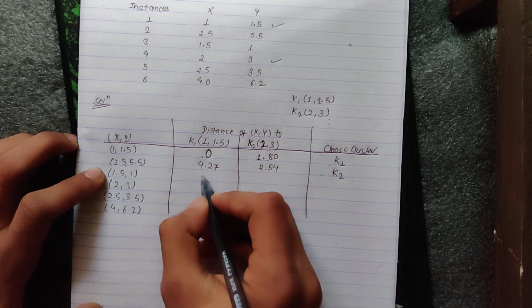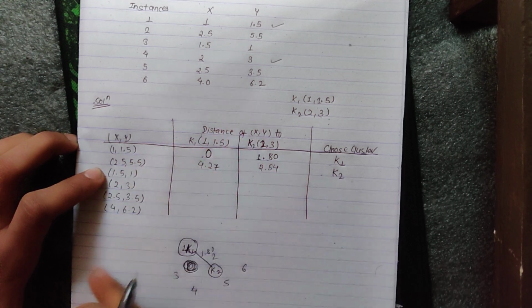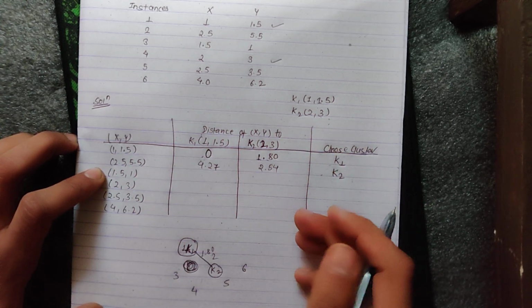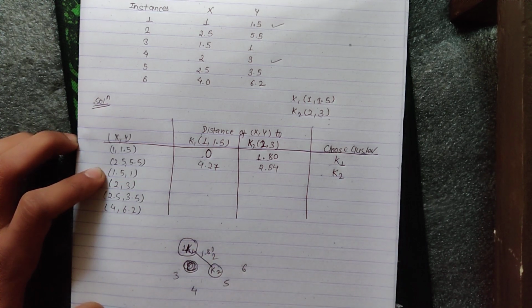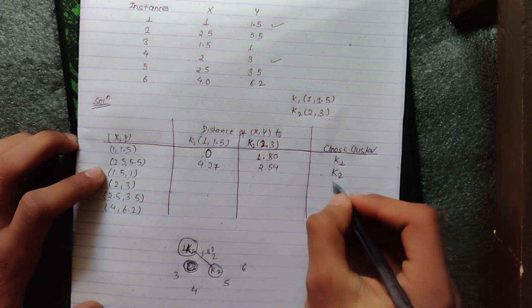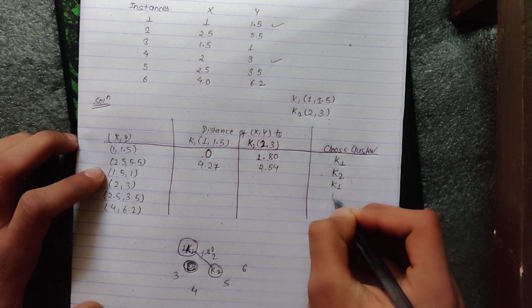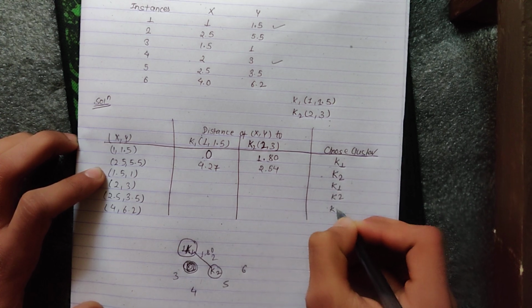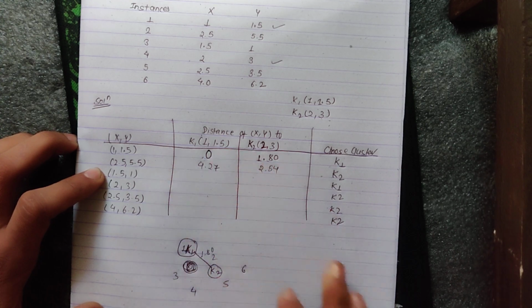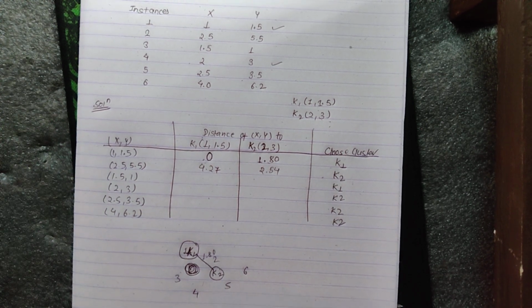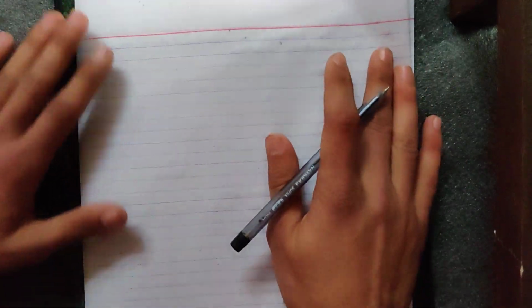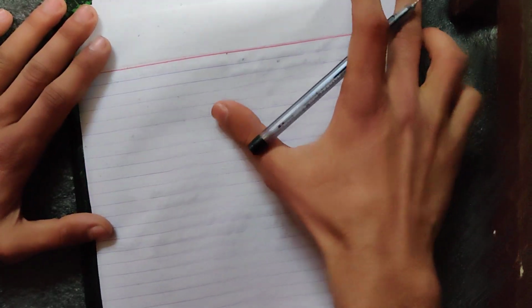Similarly, we will calculate all the distances between this and this point using the same formula, and we will assign the clusters. And after assigning the clusters, we have got the points as k1, k2, k2, k2. I have already calculated it, and you can calculate this. Now again what we will do is calculate the centroid for these clusters.